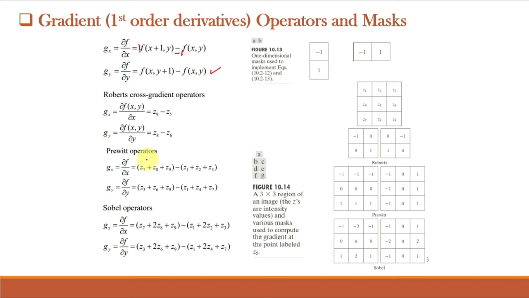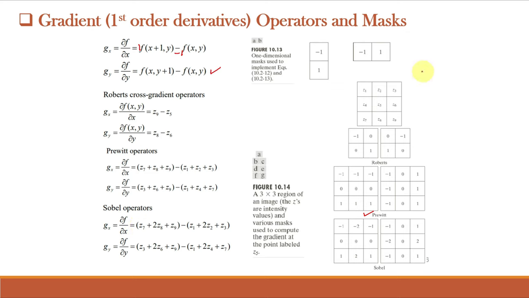The equations for Prewitt operators are these, and the Sobel operators are these. For example, for the Prewitt operator, Z7, Z8 and Z9 are plus. So this is Z7, Z8 and Z9, that is plus 1, and Z1, Z2, Z3 is minus 1, and other values are zeros. Similarly, Gy are these values. And for Sobel operators, such masks are also obtained from the equations.